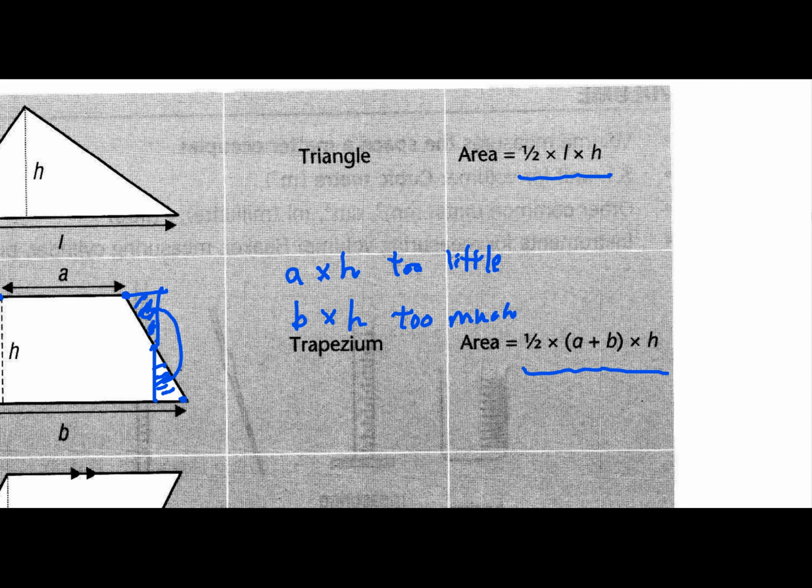When we do that, we complete a rectangle with this length and this height. The height is still h, but what is the new length? The new length is exactly between A and B. What is exactly between A and B? Exactly between A and B is A plus B divided by 2. Hence, the formula for the area of a trapezium is A plus B divided by 2 multiplied by h.